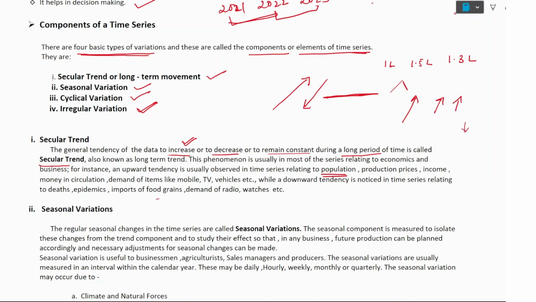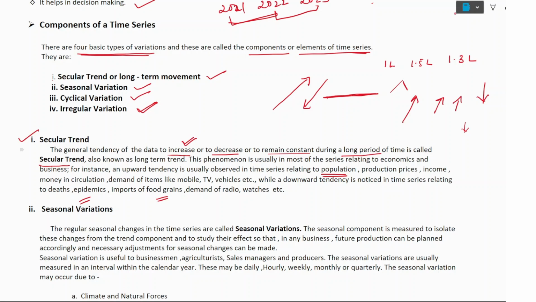The import of food grains is also decreasing. Or if you think about the death rate or epidemics, once you consider the past, that rate keeps on decreasing. Such kind of trend or data is called a secular trend. Therefore, first one, secular trend, what's the definition? The general tendency of the data to increase, to decrease, or to remain constant during a long period of time is called a secular trend.